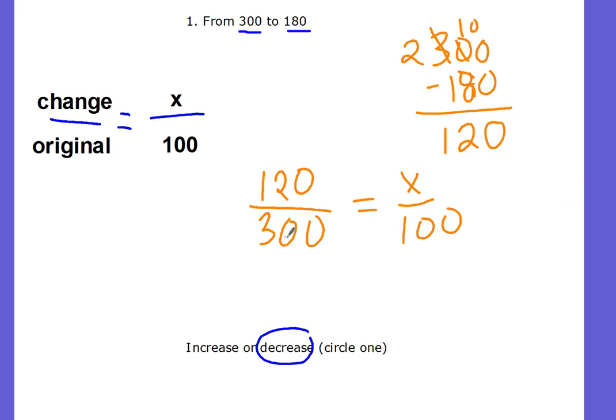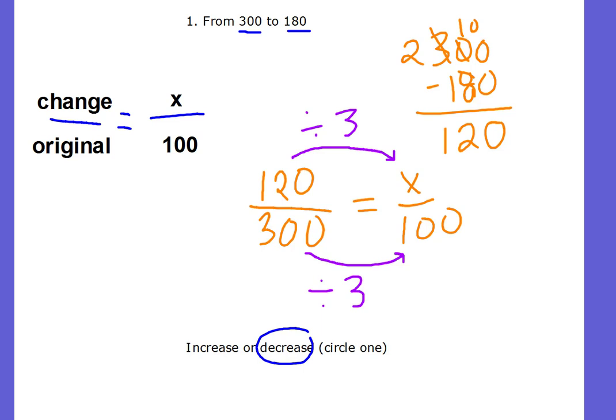I know that I need to find a scale factor that either takes me side to side or that takes me up and down. So I'm trying to get from 120 to x. So I'm going to figure out how I went from 300 to 100. Going from 300 to 100, did I have to multiply or divide? Since it decreased, I did have to divide. And I know that 300 was divided by 3 to get 100. So that's the same exact thing that I'm going to want to do to my numerator. 120 divided by 3 will tell me what percent it decreased.